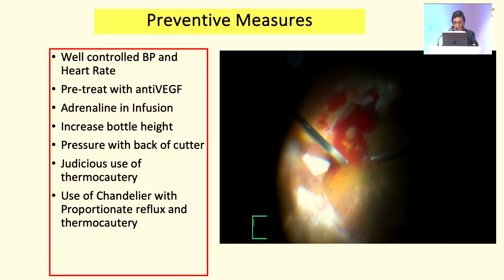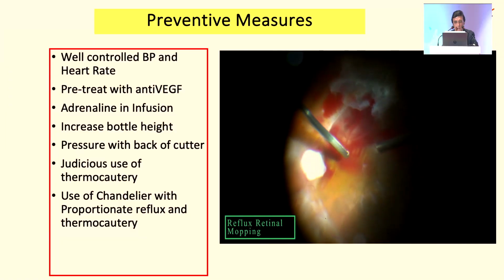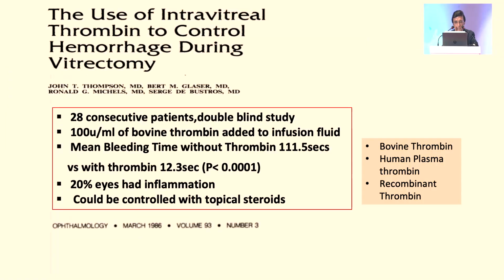If you have a simultaneous chandelier illumination on, this can also be done in a bimanual manner. There's a study which has shown that intravitreal thrombin helps in controlling vitreous hemorrhage, but some of these cases do develop inflammation. I have personally not used it, but I think this could be a useful tool, and maybe somebody in the panel has been using it and we can get their feedback on this.